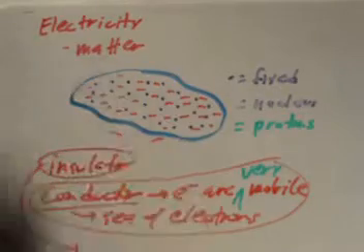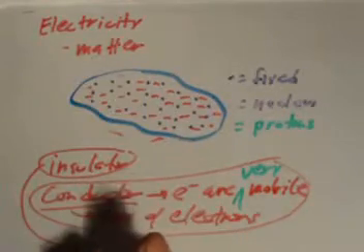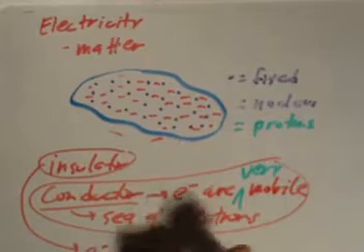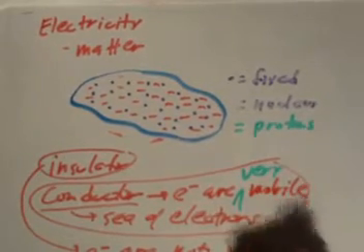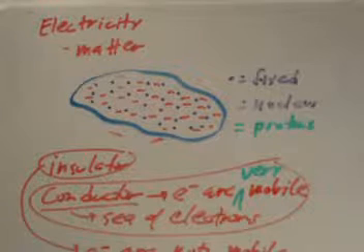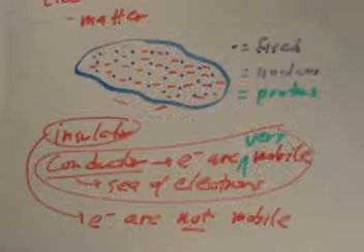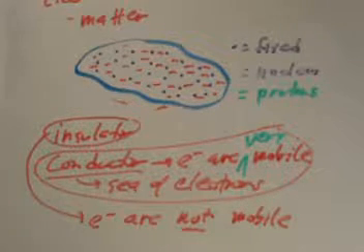And an insulator, again, looks the same inside, has the protons and the electrons, but the electrons in there are not mobile at all. They just don't move inside of insulators like that, and that's why they're called insulators. They don't conduct electricity. You can't pump current through them. The electrons just aren't mobile at all.